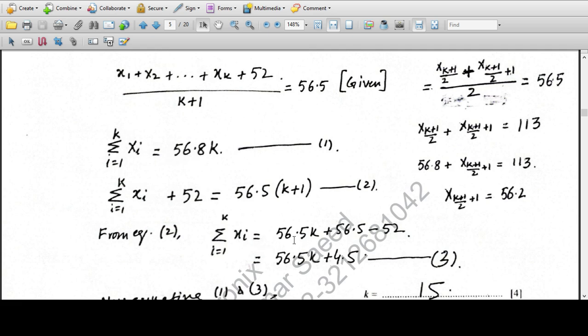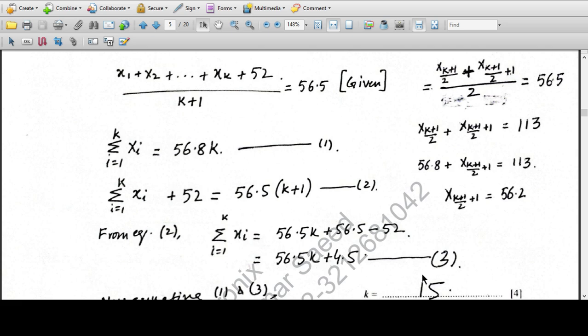So we equate it, or we can say that we can subtract equation 2 from 1. So from these two equations, we have this 56.5k plus 1, and this is equation 2, and from this equation 2 we have obtained this 56.5k plus 4.5.